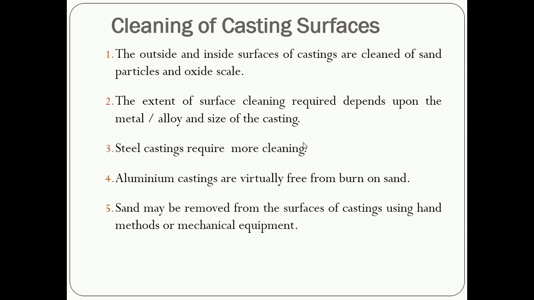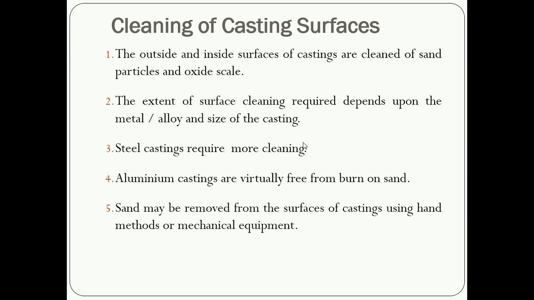The extent of surface cleaning required depends upon the metal and the size of the casting. We have seen that for ferrous materials the pouring temperature is higher, which is why these two defects, adhering sand and oxide scale, are more common. Again, it depends on the size of the casting. Obviously, a bigger casting requires more cleaning as compared to a smaller casting. Steel castings require more cleaning because 2300 centigrade is the pouring temperature of steel. At a higher temperature, the smaller sand particles burn directly, and a burn-on sand defect comes on the surface of the casting, which is very difficult to remove. Understood?